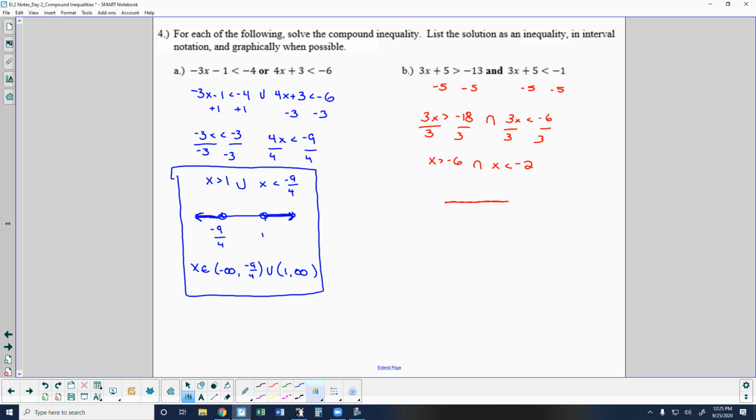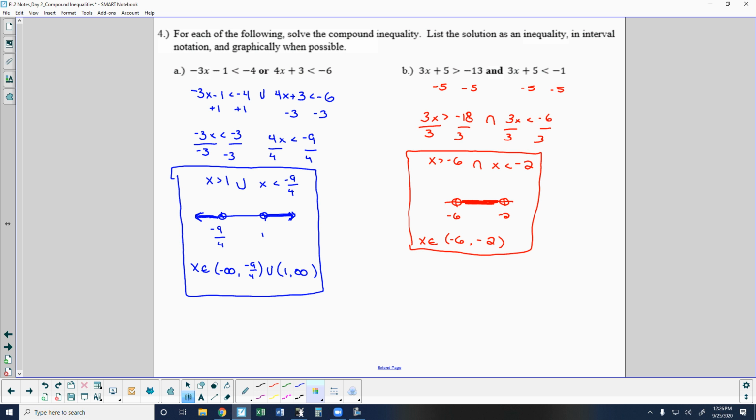So on our number line, I would put -6 here, put -2 there. It is an open circle. So we would be looking for things that are greater than -6, so to the right of -6, but also left of -2 because less than -2. So this shaded region here between -6 and -2 would be our solution set. So now we can write our interval. x is from -6 to -2. Using parentheses here, not brackets, because it is not equal.